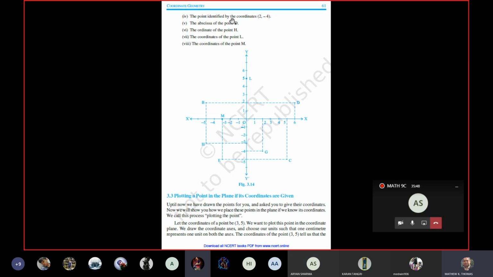Fourth point, the point identified by 2, minus 4. This is point G. Write down: 2 and minus 4 is G.